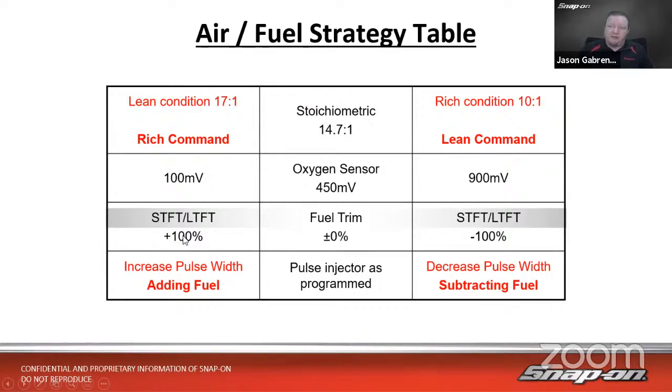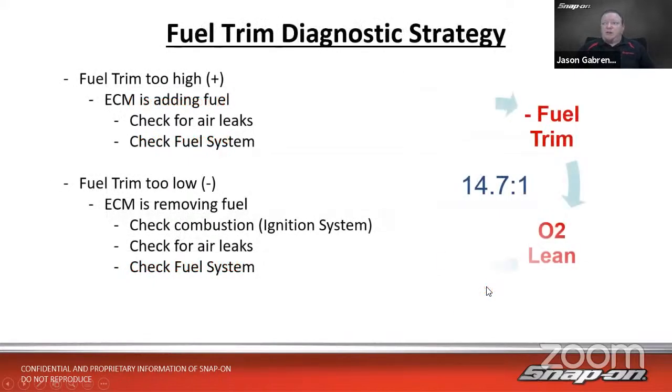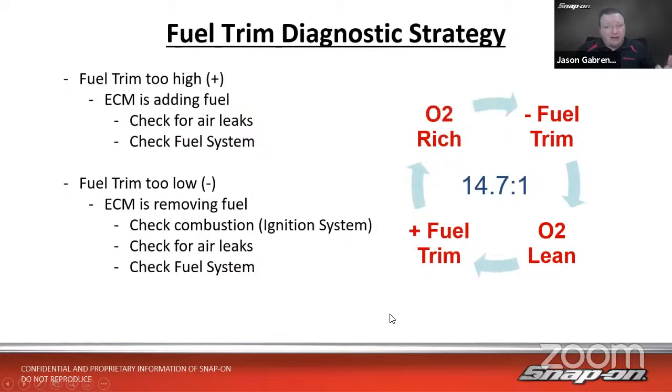And a positive short-term or long-term fuel trim gives it a rich command. It says, if it reads lean, it feeds more fuel for rich, adds fuel, increases pulse width. On a rich condition, say 10-1, it gives a lean command. It wants to lean out the mixture because it's too rich. You'll see a high voltage on a zirconia, and then short-term and long-term fuel trims will be negative as well. Subtracts the fuel.